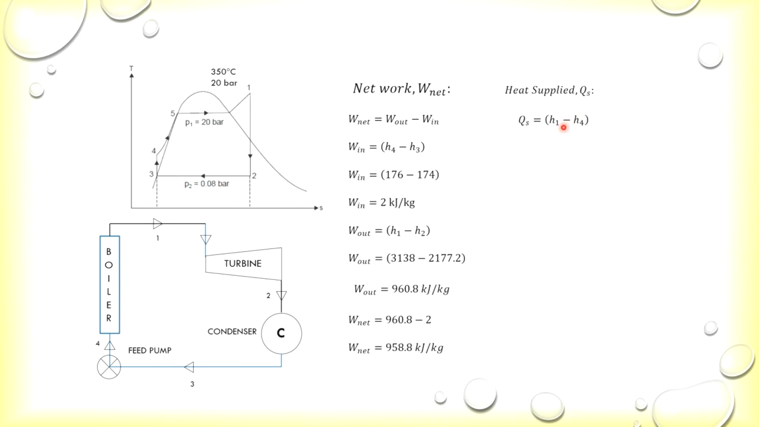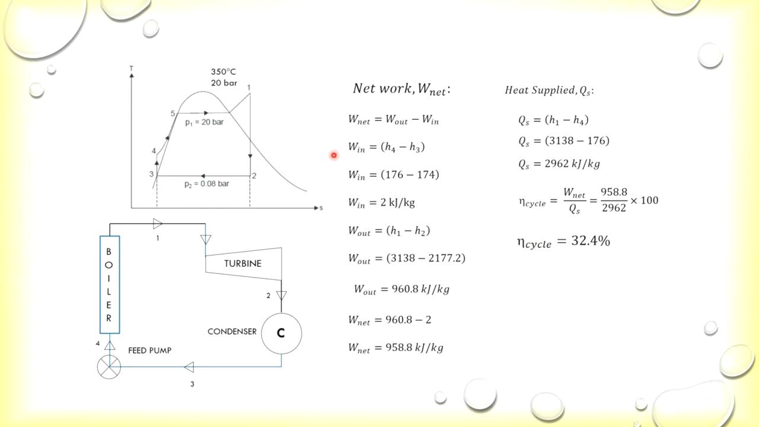So heat supply is from 1 to 4, so you take H1 minus H4. If you want to find H5, it's easy, based on pressure of 20 bar HF. This is different, this is superheated. This is based on 20 bar HF, but we don't need point 5. So H1 is 2962. Then you can find cycle efficiency, net work divided by heat supply, times 100%. So the cycle efficiency is 32.4%.